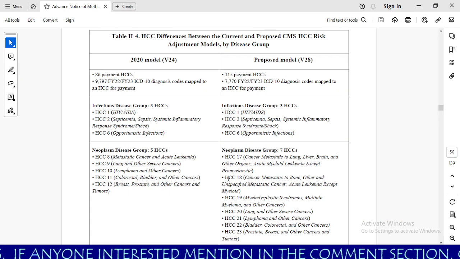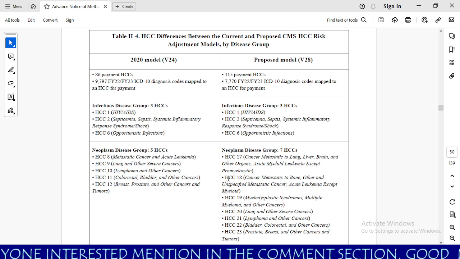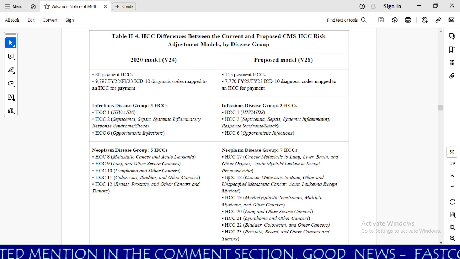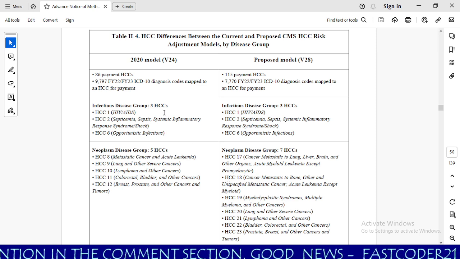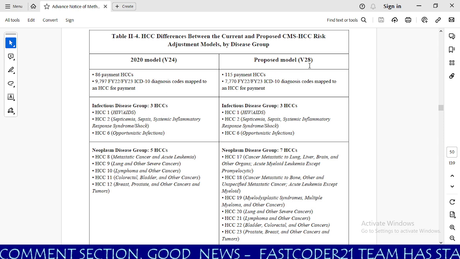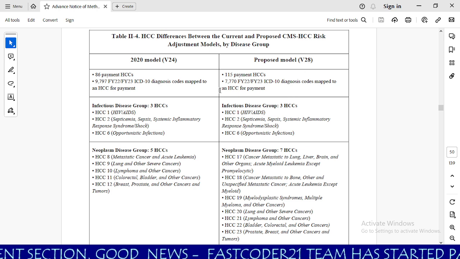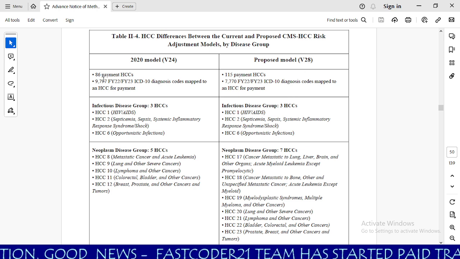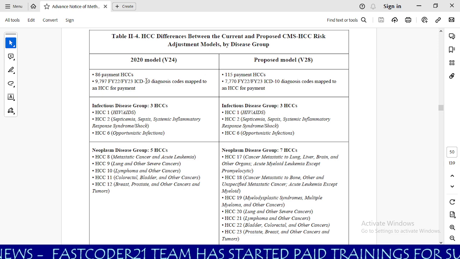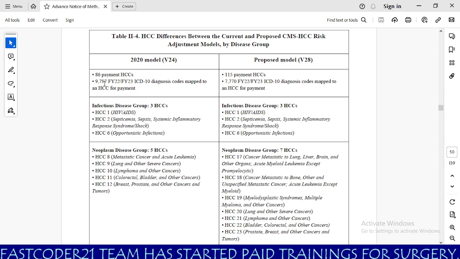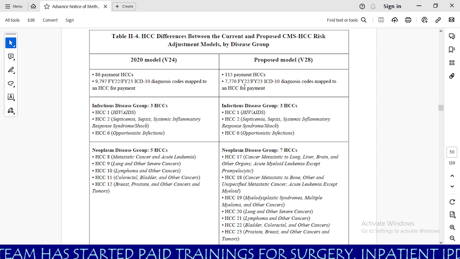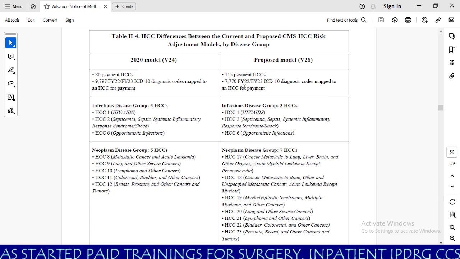Now we will check the differences between current and proposed CMS HCC risk adjustment models by disease group. If we check here, as all of us know, the 2020 model uses version 24 and the proposed model, version 28, we are going to use in 2024. In version 24 we have 86 payment HCCs. In version 28 we have 115 payment HCCs. In version 24 we have nearly 10,000 codes, but in version 28 we have nearly 8,000 ICD-10-CM codes.